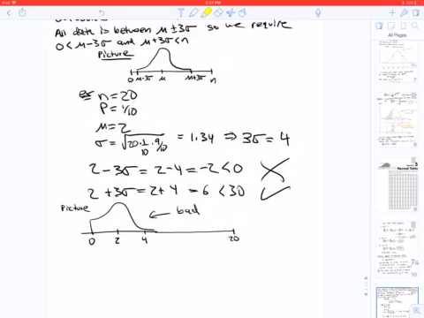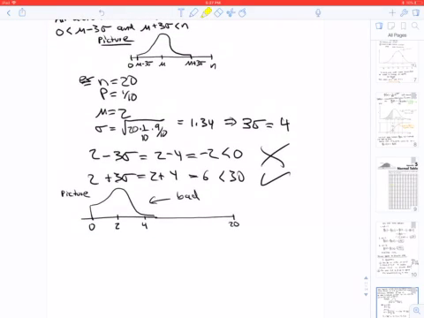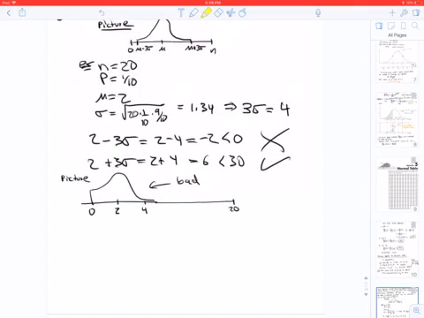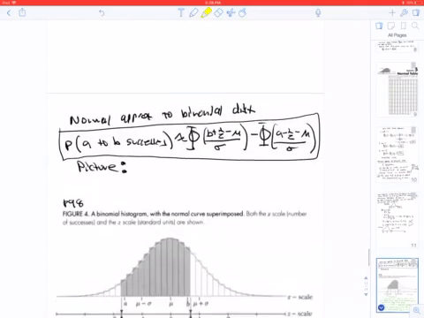So for example, if n is 20 and p is 1/10, then mu is 2 and sigma is 1.34, so 3 sigma is equal to 4. And 2 minus 3 sigma is minus 2, which is less than 0. So this won't be good because the binomial distribution will look like what we have in the picture here. It'll be cut off at 0.